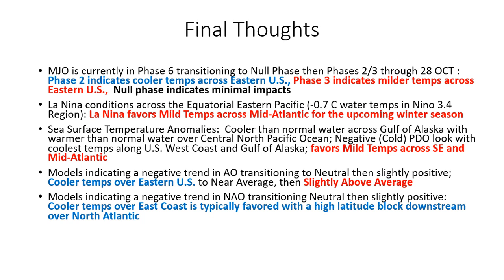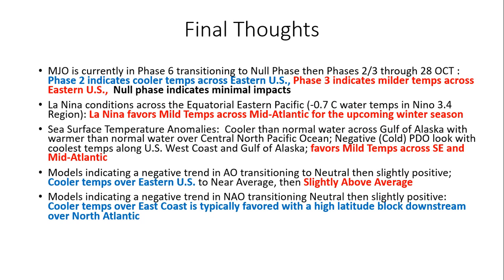Very limited influence. The La Nina conditions across the equatorial eastern Pacific are here, and right now we're looking at 0.7 degrees Celsius below normal water temps in that Niño 3.4 region. And as a reminder, La Nina favors mild temperatures across the mid-Atlantic for the upcoming winter season. The sea surface temperature anomalies, we're keeping a close eye on that.